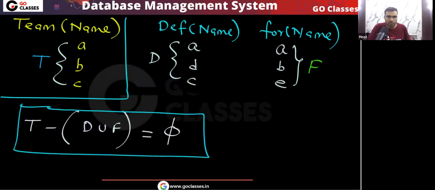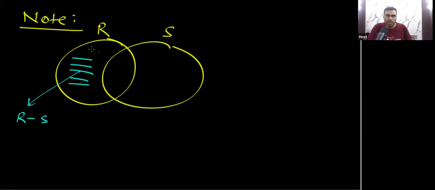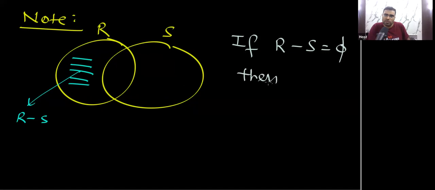Because remember, a very simple point, let me tell you. Just note this. If this is R and this is S, then what is R minus S? It is those elements which are in R but not in S. Now you tell me, if R minus S is phi, then what does it mean? It means every element of R is in S.